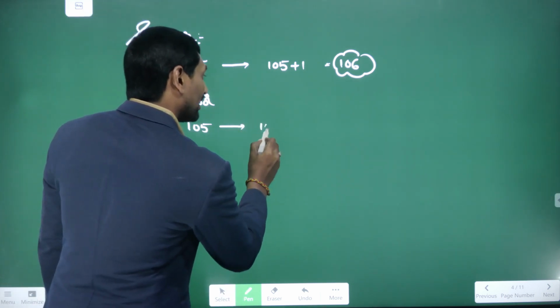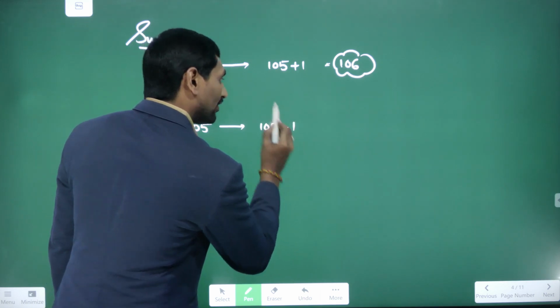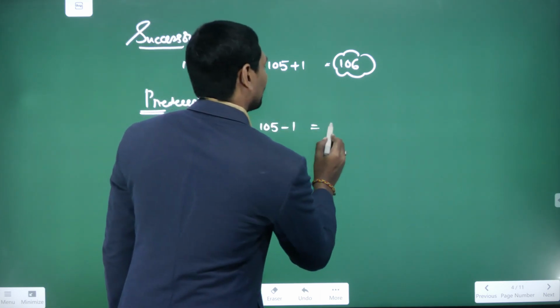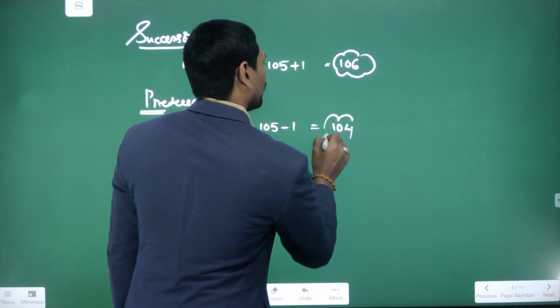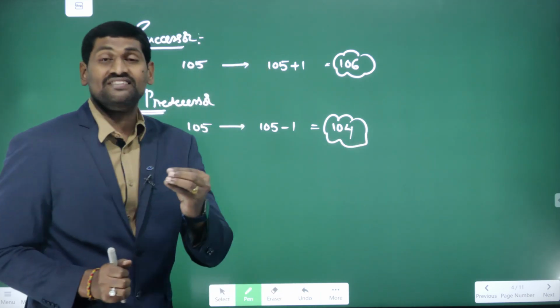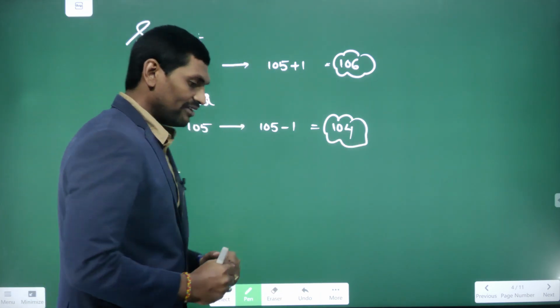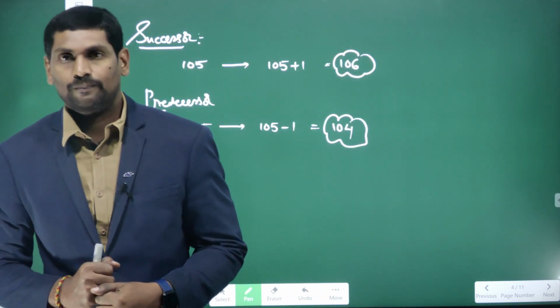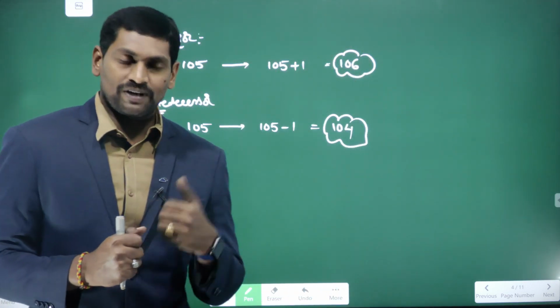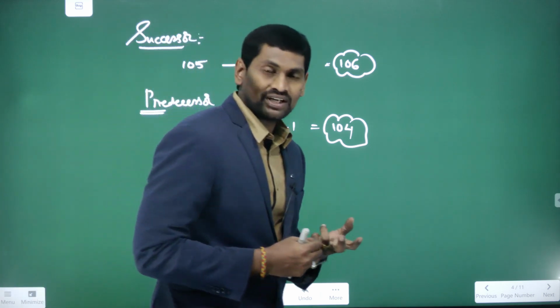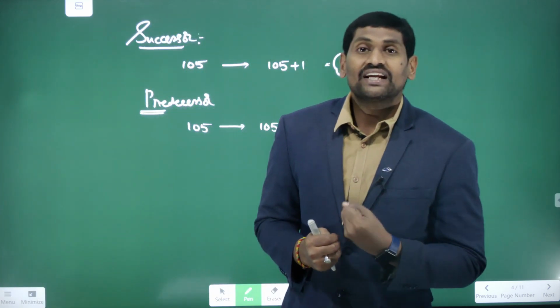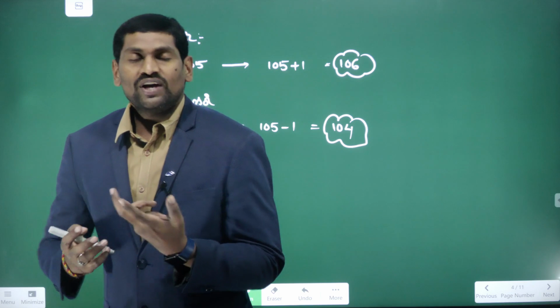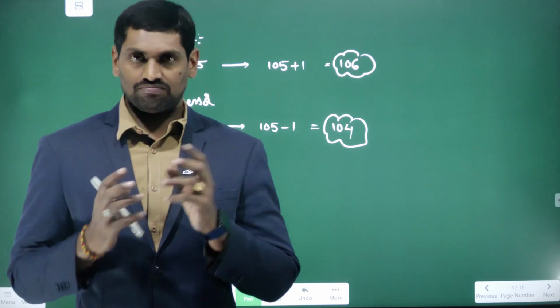Predecessor of 105. So 105 minus 1 is nothing but 104. 104 is the predecessor of 105 and 106 is the successor of 105. Clear? So predecessor means immediately before the number, successor means immediately after the number. Simply we are taking that plus 1 or minus 1.